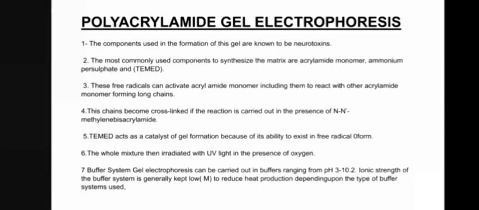TEMED acts as a catalyst of gel formation because of its ability to exist in a free radical form. The whole mixture is then irradiated with ultraviolet light in the presence of oxygen. Buffer system: gel electrophoresis can be carried out in buffer ranging from pH 3 to 10.2, and the ionic strength of the buffer system is generally kept low to reduce heat production, depending upon the type of buffer system used.